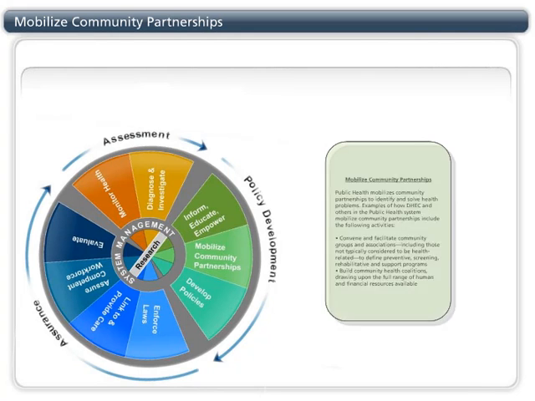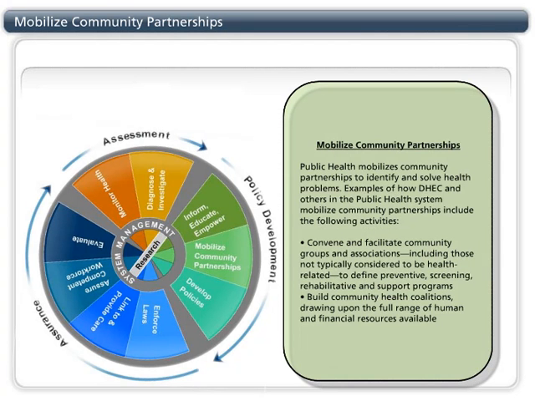Public health mobilizes community partnerships to identify and solve health problems. Examples of how DHEC and others in the public health system mobilize community partnerships include the following activities: convene and facilitate community groups and associations, including those not typically considered to be health-related, to define preventive, screening, rehabilitative, and support programs. Build community health coalitions, drawing upon the full range of human and financial resources available.